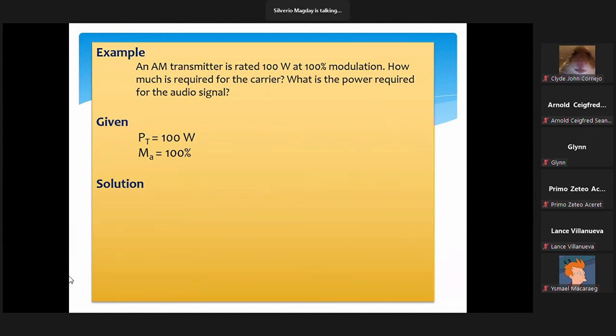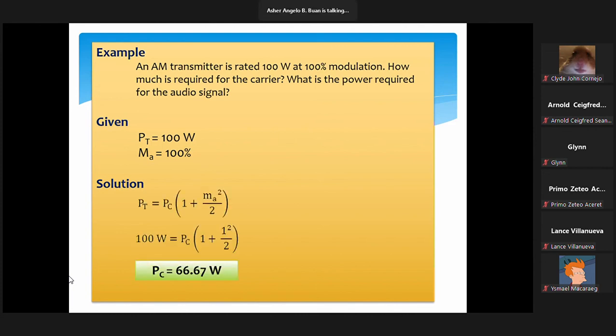Di ba nabanggit natin to kanina? How about for the audio, how about for the carrier? We already have given PT. So PC times, ano yun? Sa carrier share, 66.67 watts. And how about for the power required for the audio signal? So yung natira nun? Anong gagamitin dun? Yung natira, yung 33.3 mismo, yun na yung for the audio signal.